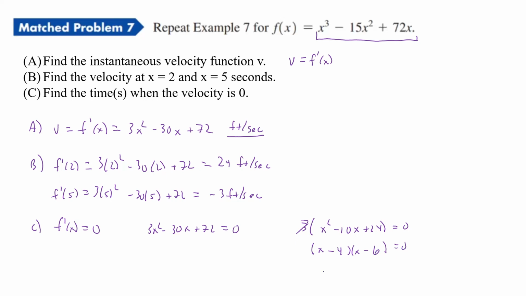Set each of those equal to 0, so x equals 4 and x equals 6 are the two times, and these are times, so that's seconds and that's seconds. So at 4 seconds and at 6 seconds, that's going to be a velocity of 0. Okay. And if you think about this, this is a parabola, and so it's going to have 2 points where it crosses the axis. It's going to be 2 places at 4 and 6 where it's crossing over.